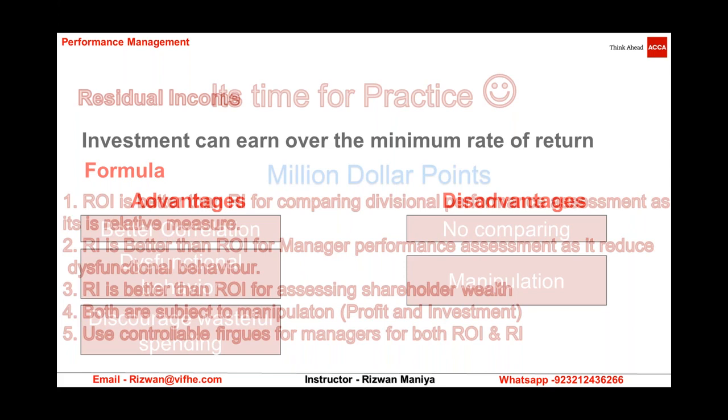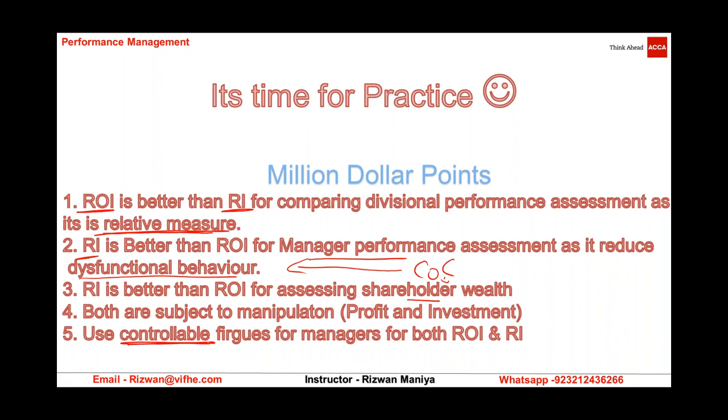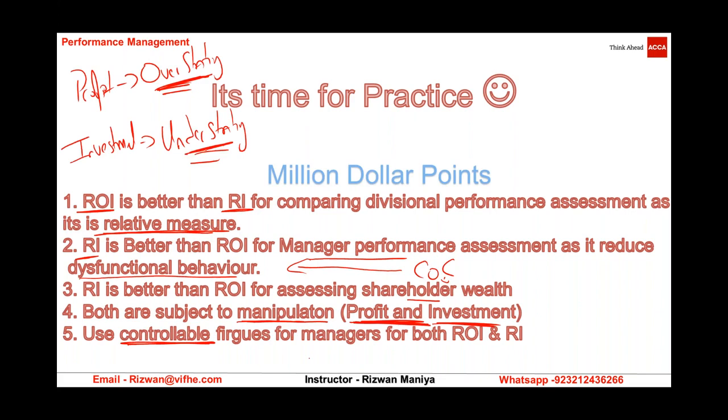Can you see the screen, everyone? Now, both are subject to manipulation because of profits and investment. Now, how can one manipulate the things? By overstating profits. And how can one manipulate the investment? By understating the investments. Okay, if you need to improve the results of ROI and RI, what can you do? Overstate profits, increase profits, your ROI and RI both will increase. Or understate investments. If you understate investment, your ROI and RI will increase. Clear, my friends? Is this clear to all of you?